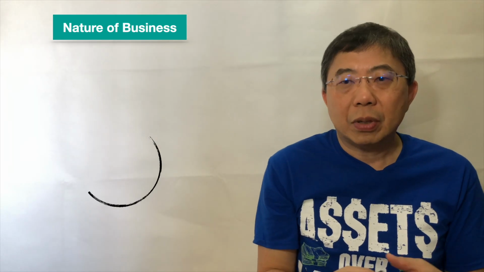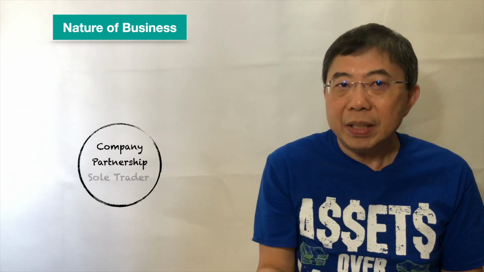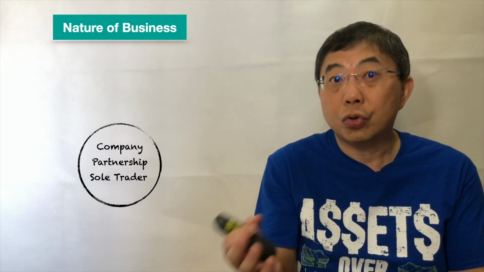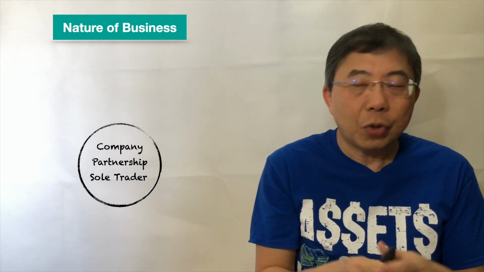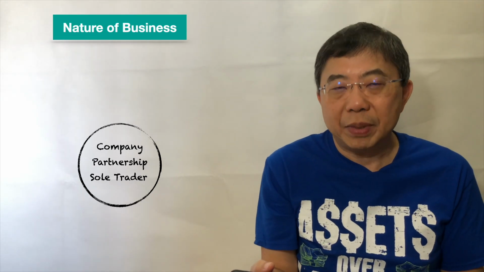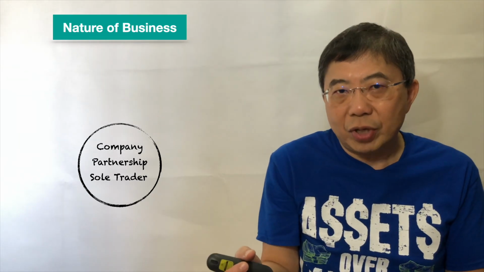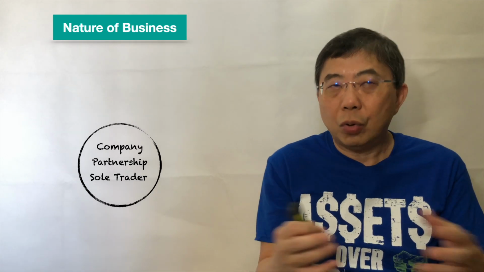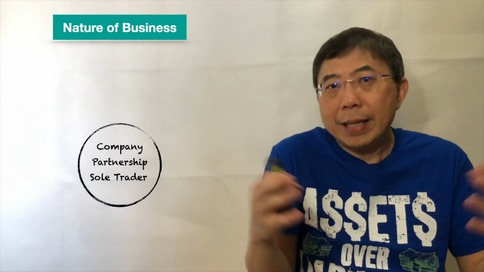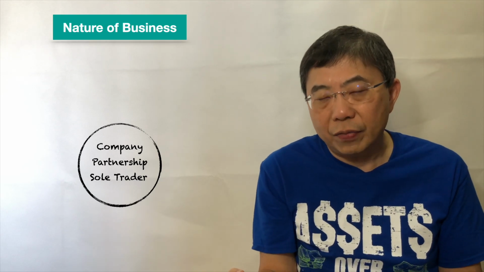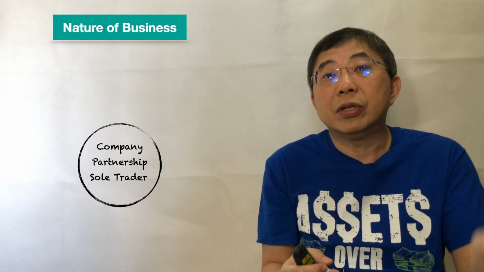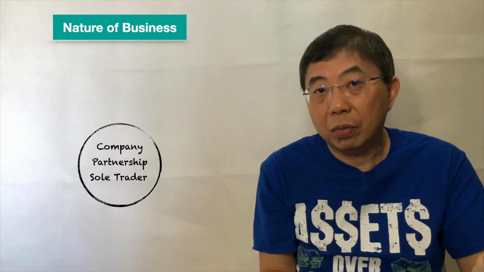Now, in order to understand what accounting is all about, we first really need to understand the nature of business, right? The most common types of business are companies, partnerships, and sole trader. The sole trader is the simplest form of a business. As the name suggests, you can actually form a sole trader or sole proprietorship by anyone as long as you're 18 years of age and above. All you need to do is register your business by paying a small fee.